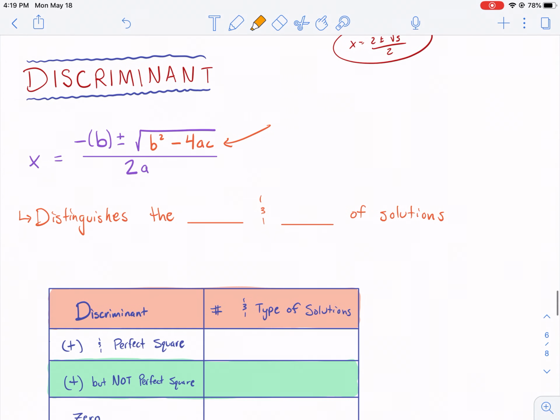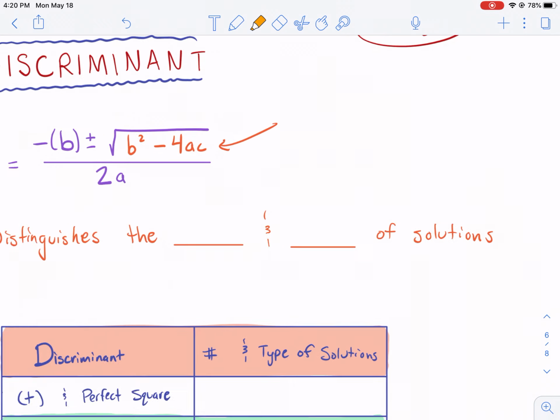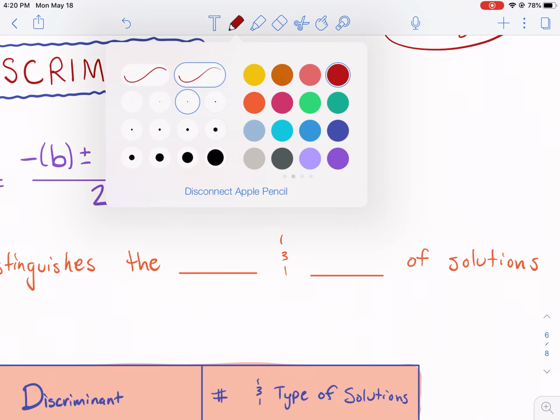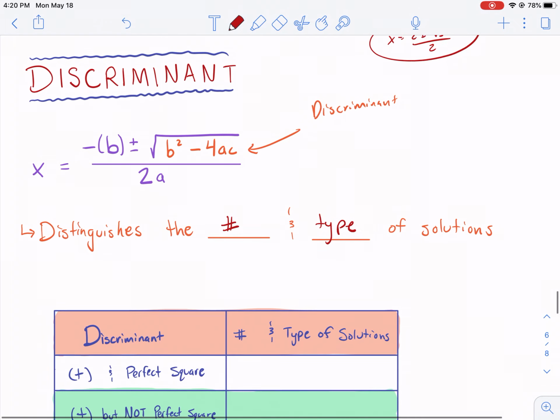Okay, so we're going to talk about the discriminant briefly. This is more useful for graphing, but it's also useful to figure out without solving completely what kind of solutions you're going to get for x when you solve for it. So this right here is known as the discriminant. Whoops, I misspelled it already. It's written right there, discriminant. This essentially distinguishes the number and type of solutions. Okay.